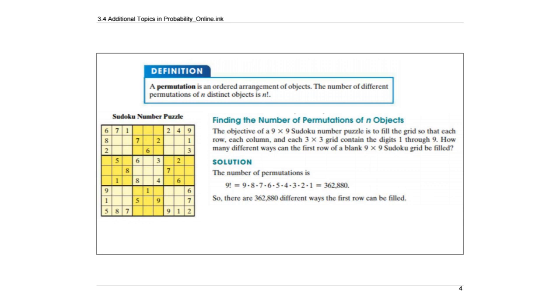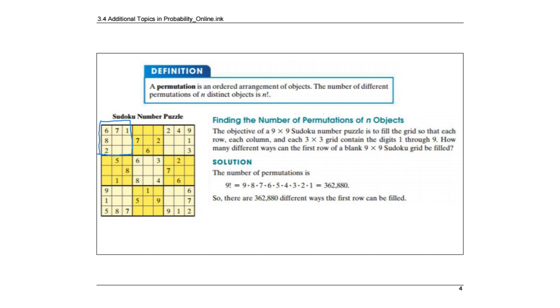Okay, so permutation is when order matters. The way I remember it is that the O and the P are next to each other in the alphabet. So permutation, order matters. That's really important. Again, we're going to let the calculator do the work. But with this one, they said each grid in a Sudoku number puzzle has 9 boxes in it, right? So the grid up here has 9 boxes in it, and you can't repeat.